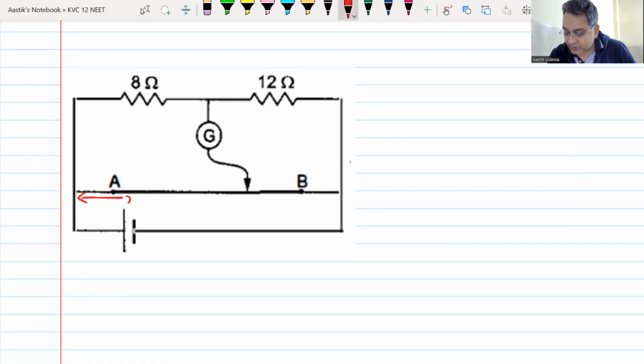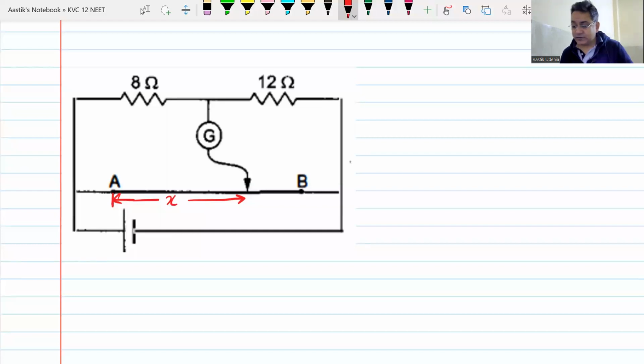The wire starts from point A. Can you tell me the value of x? Where will I get the null point in this case? You understand the question, everyone? Yes, sir. I'll give you 2 minutes to give me the answer.